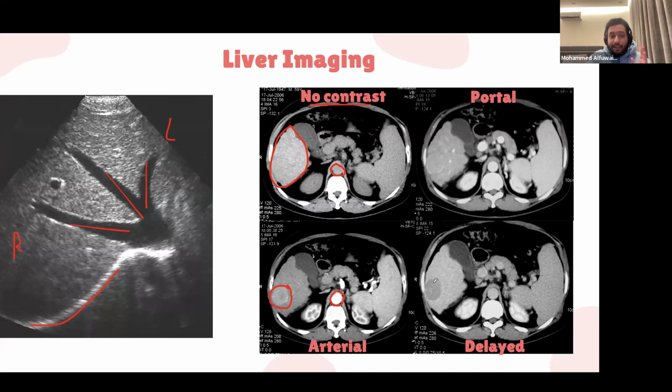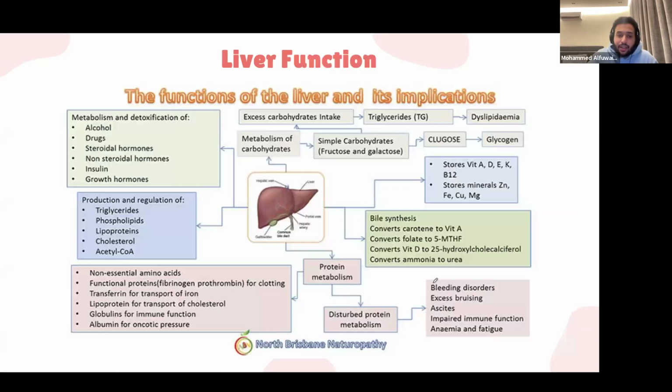Do you guys understand the phases in CT? Because this is very important. Good. Tamam. Now the next thing is liver function.